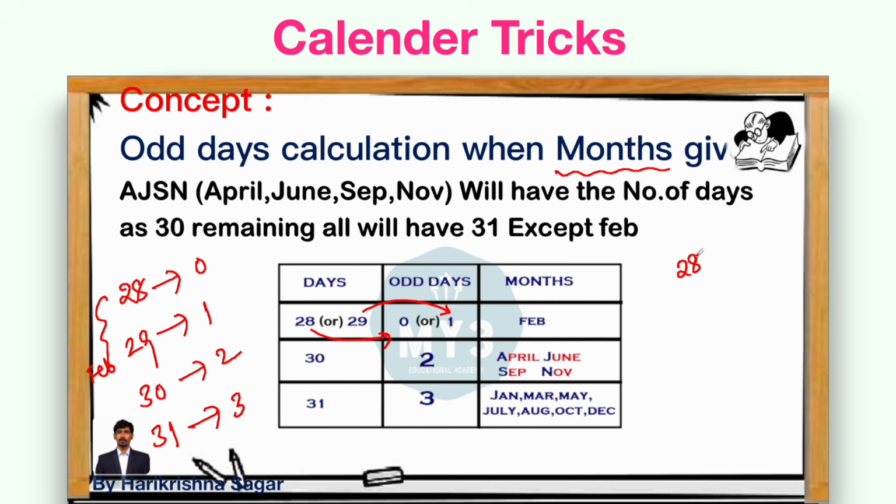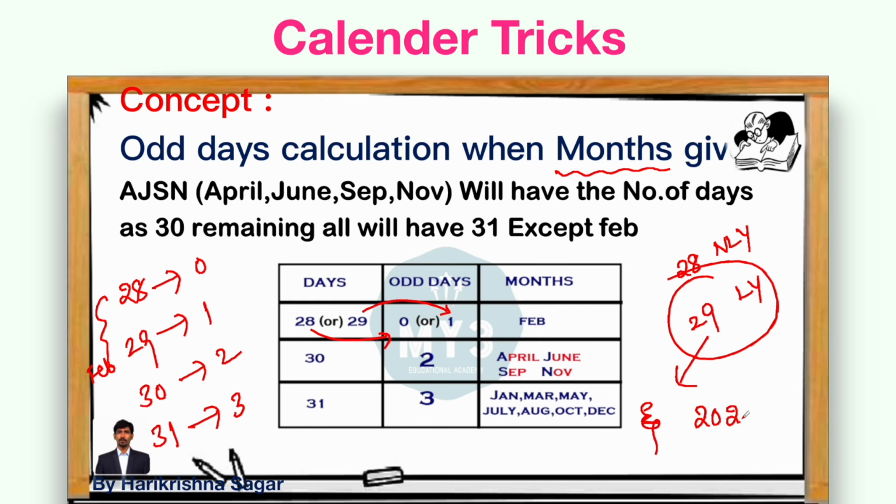When will you have 28 days and when 29 days? If it is a non-leap year, you will have 28 days. If it is a leap year, you will have 29 days. So how can we identify a leap year? You just take any year, for example 2024, and look at the last 2 digits of the year. If the last 2 digits are completely divisible by 4, then we treat this as a leap year. If it is a leap year, the number of days in February will be 29. And the remaining months, January and all, will have 30 or 31 days.